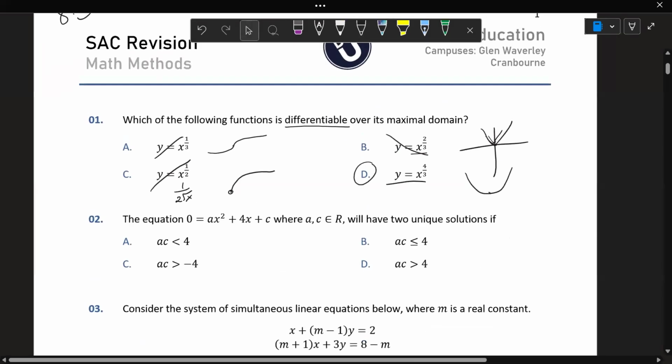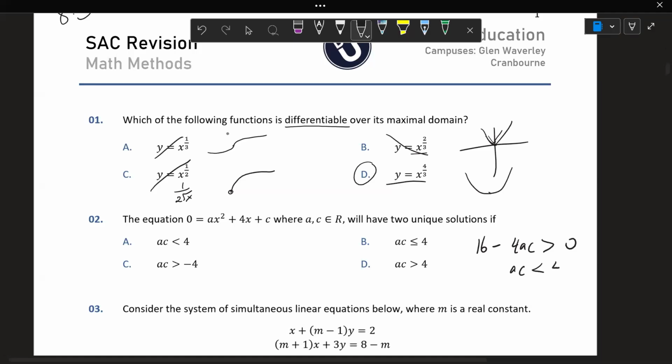Question two is just pretty easy. It's just the discriminant. So b squared minus 4ac. Two unique solutions means it must be larger than 0. So 16 minus 4ac must be larger than 0. So ac is less than 4.